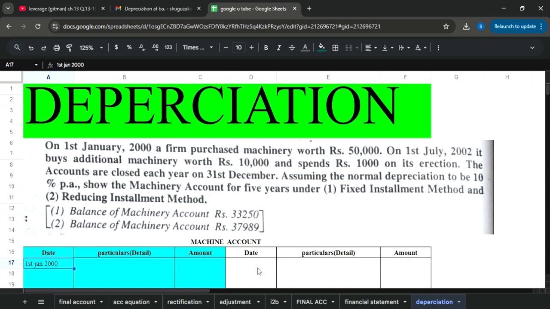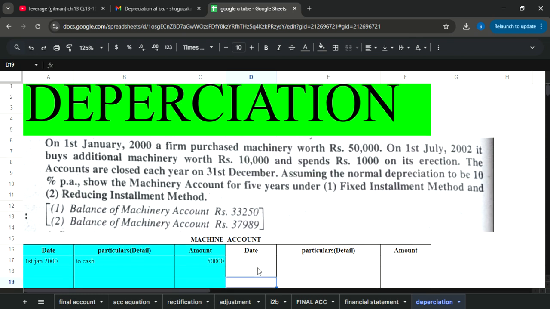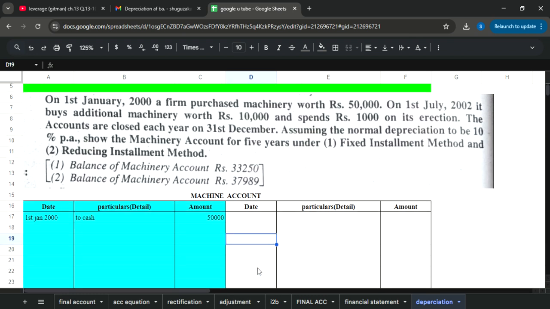So guys, the first step is to mention the date, and since you have bought this machinery for 50,000, mention the amount over here. The next step is to put the detail. Machinery to cash is your journal entry, so you will put cash. Alright guys, the first entry has been completed. This was related to 1st January.